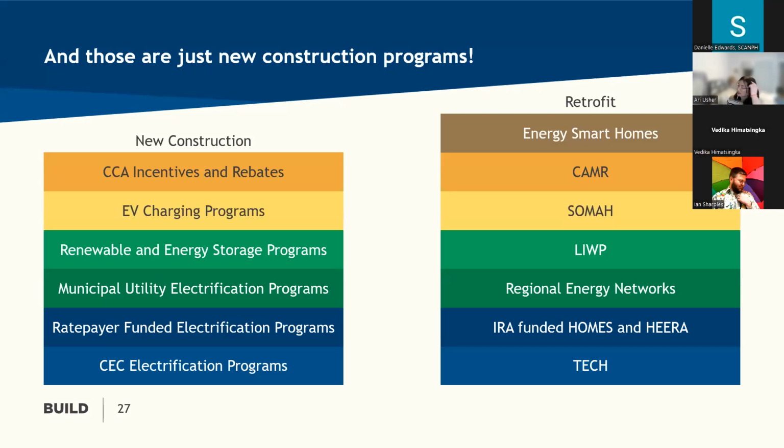Just as an overview of some of the programs that are out there, we've got the TECH program, we've got the IRA funded programs, HOMES and HERA, we've got regional energy network programs, the low income weatherization program or LIWIP, SOMA, which has been for existing construction and continues to be available for new construction. We've got the CAMR program in LADWP territory, and Energy Smart Homes, which is available for existing construction as well as new construction.